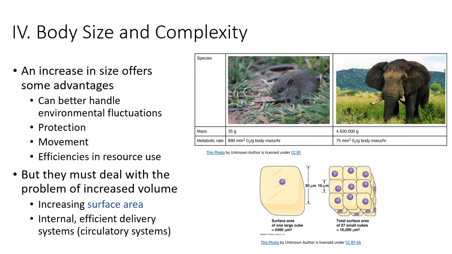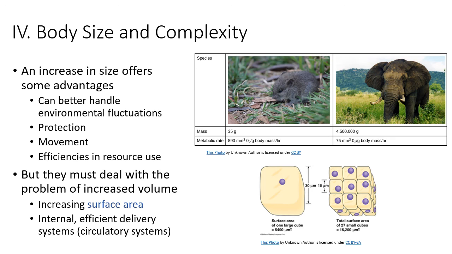So by increasing in size, you can better handle environmental fluctuations just by your size, whether it's against changes in heat or defense against other organisms. So that provides you protection. You can move a lot better, and you're more efficient in resource use. Yes, an elephant uses a lot more energy than a mouse, but per unit area, it's much more efficient. So overall, or per cell, per kilogram, an elephant's going to use a lot less energy than a mouse.